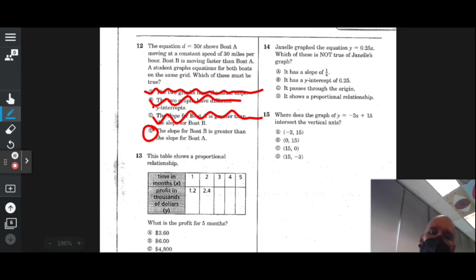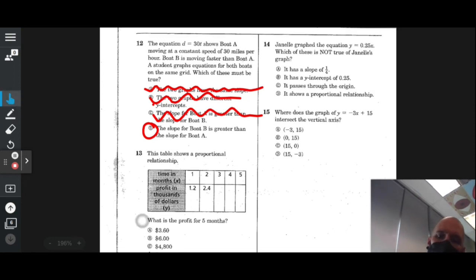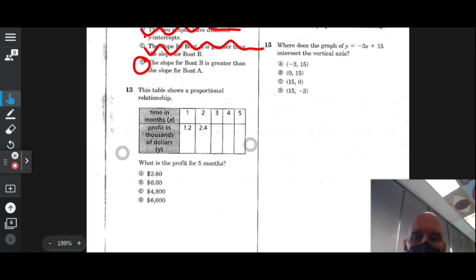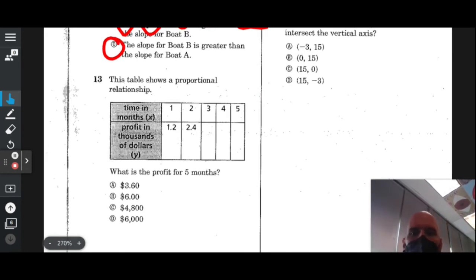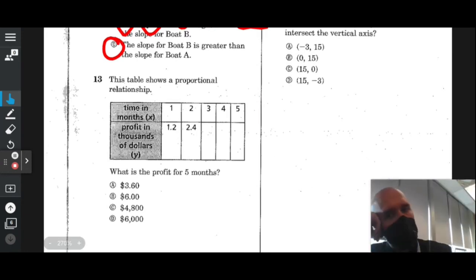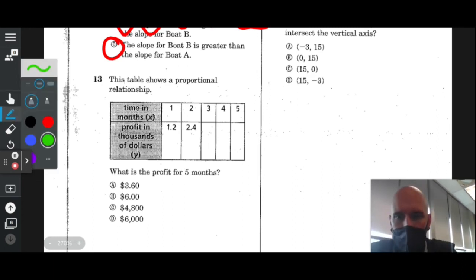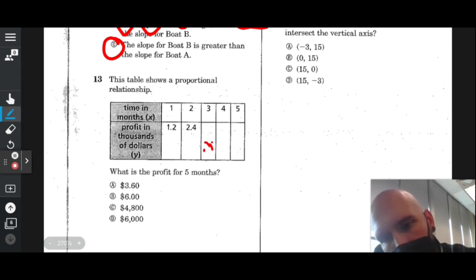Easy. This table shows a proportional relationship. Proportional relationship, again, means it just goes through 0, 0. I've said that 50 times. But we should be able to look at this and say, I can see the pattern. Every time x goes up by 1, it appears that this goes up by 1.2. So I'm going to go up by 1.2. I'm going to write it sideways because I don't have enough space. So 1.2 means 3.6, and 1.2 is 4.8, and 1.2 is 6.0, and that represents $6.